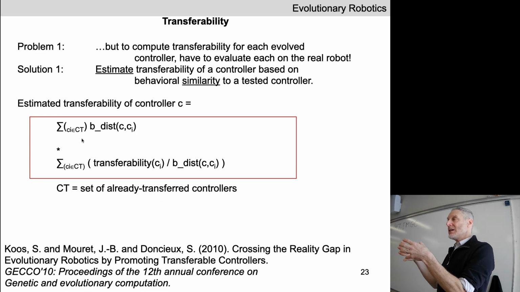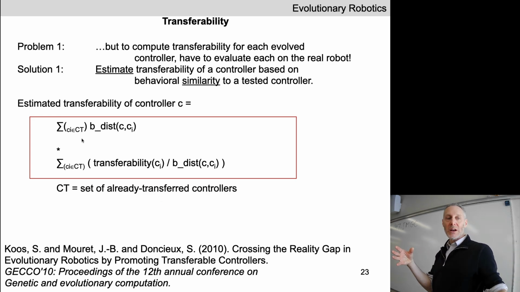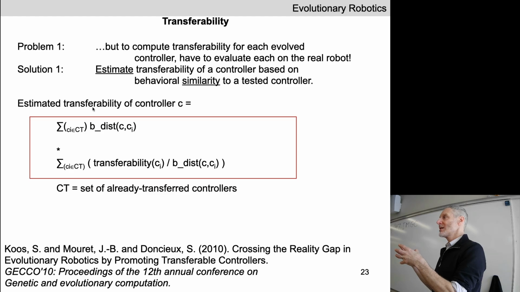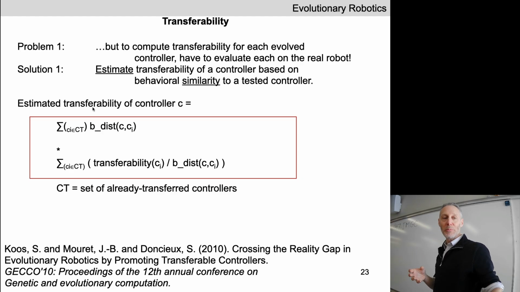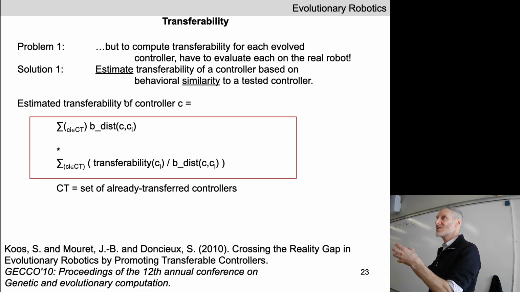If we have a controller C and we're trying to estimate transferability for it, and there's another controller in the population that's already been sent to the robot that's identical to C, you can bet that the transferability of C is going to be equal to the transferability of CI, this controller that we've already sent to reality. That's the same as C. Everybody get the idea here?